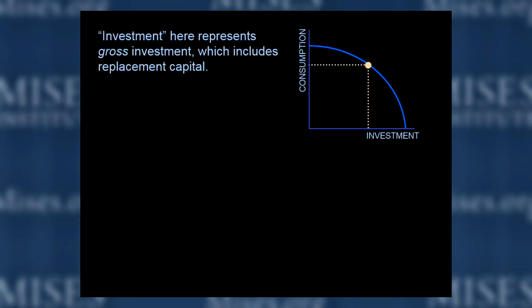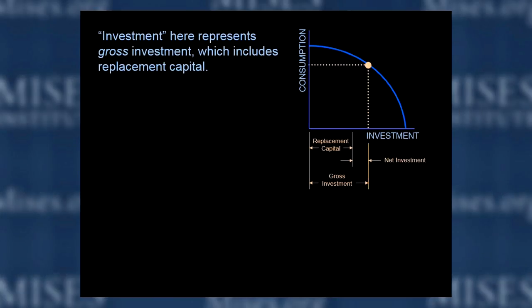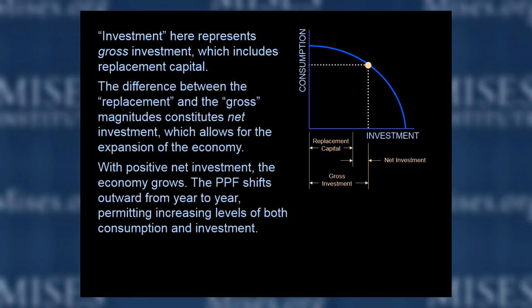So investment here represents gross investment, which includes replacement capital. And we show you here there's gross investment. And replacement capital is a pretty good part of gross investment, but not all of it, which leaves room for net investment. Okay, and net investment is what allows the economy to grow. So with positive net investment, the economy grows. The PPF shifts outward from year to year, permitting increased levels of both consumption and investment.